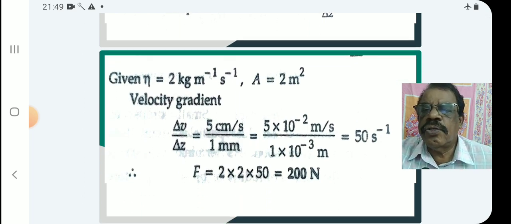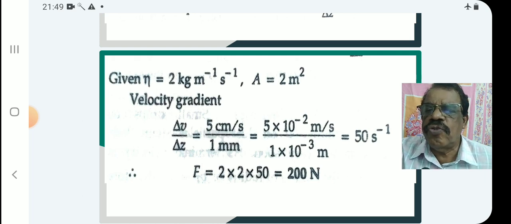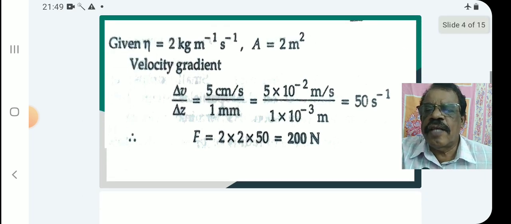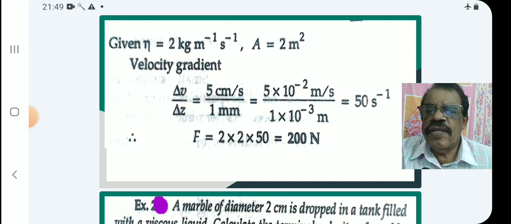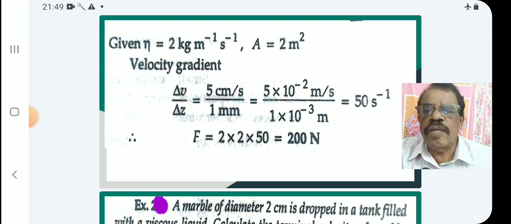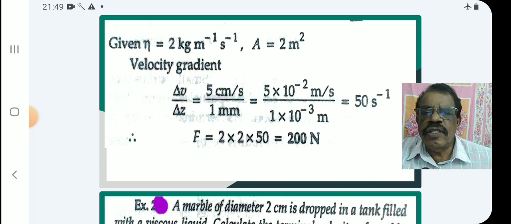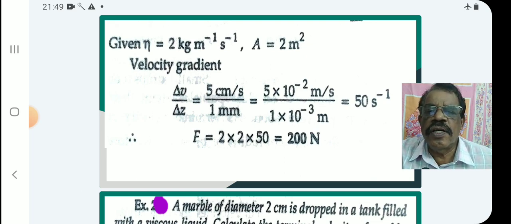Given eta is 2 kilogram meter raised to -1 second raised to -1, area 2 meter square, velocity gradient delta v by delta z or delta x is 5 centimeter per second by 1 millimeter. 1 millimeter is 1 into 10 raised to -3 meter. 5 centimeter per second is 5 into 10 raised to -2 meter per second. So the velocity gradient is 50 second raised to minus 1.